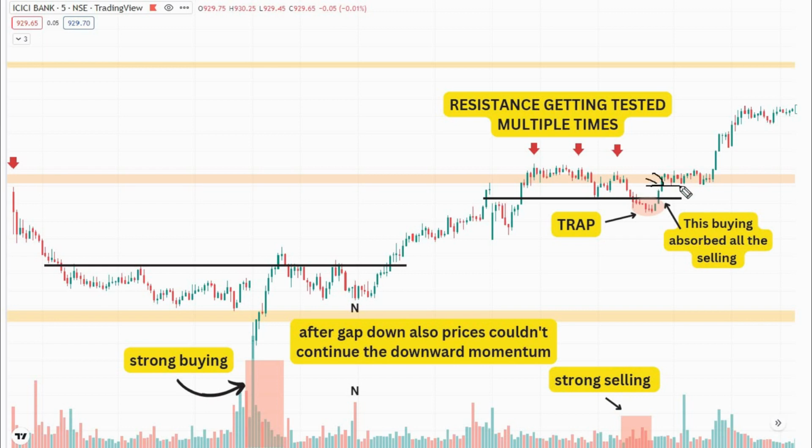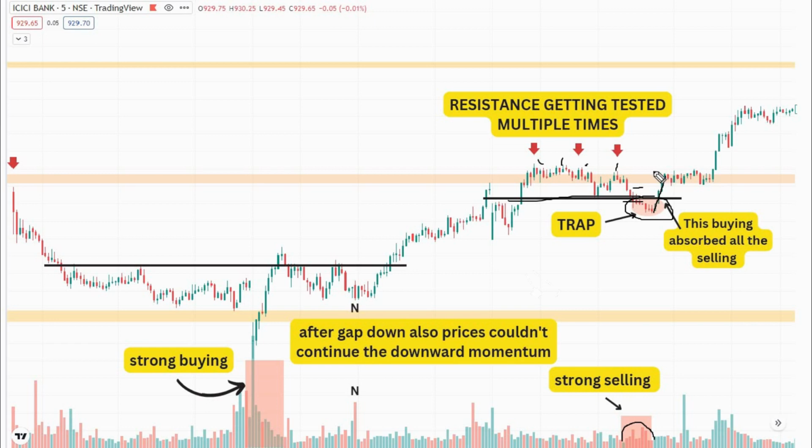Why will we enter here? Because there is a one-sided trap that is happening here. Sellers are trapped here. Why? Rejection, lower high formation, broke support level, sellers sold here, stop loss here. But what happened? This huge volume surge is completely absorbed by this strong buying.